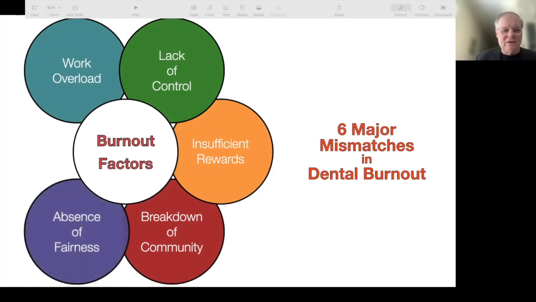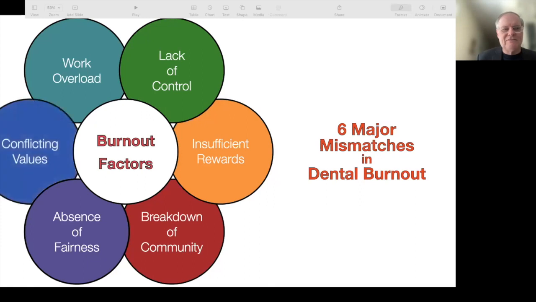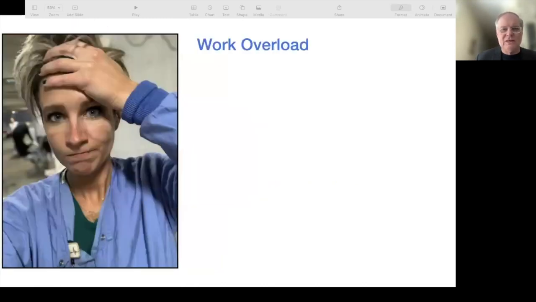The absence of fairness, where the staff feels like one person is being mistreated or undertreated or overtreated, favoritism, that kind of stuff. And then conflicting values, asking a staff member to do something or to do a procedure that's not ethical or moral. And so we'll look at each one of these.